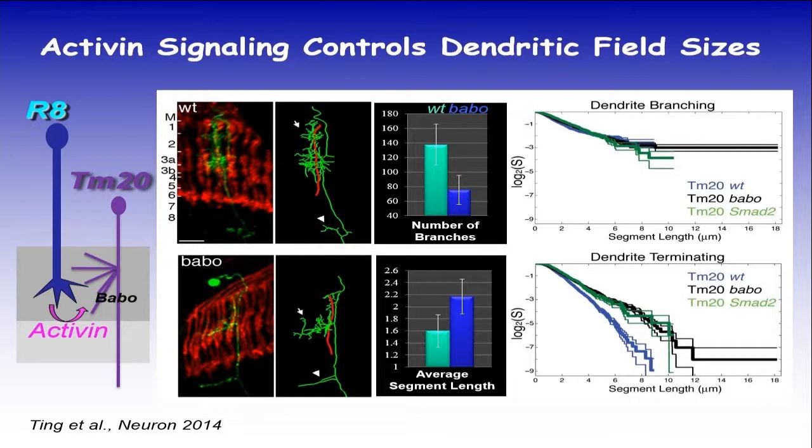We can then calculate the statistics and show that the number of branches is reduced and the average segment length increases. So this phenomenon could be due to a reduction of the dendritic branching frequency or a reduction of the dendritic terminations. So we can then use the Kaplan-Meier statistic to actually differentiate these two possibilities.